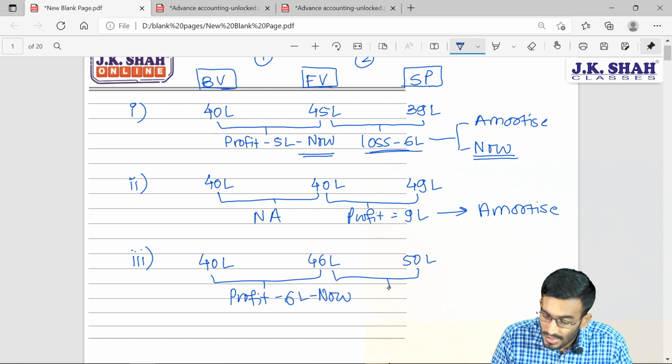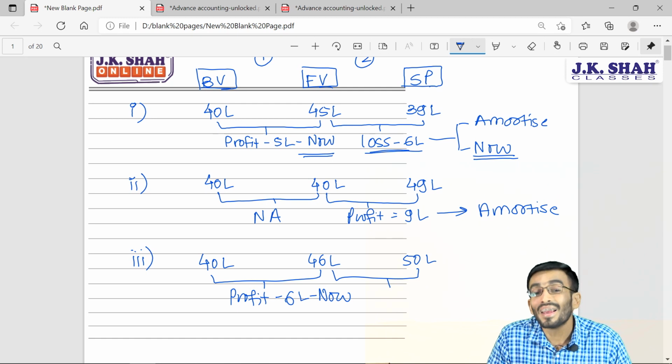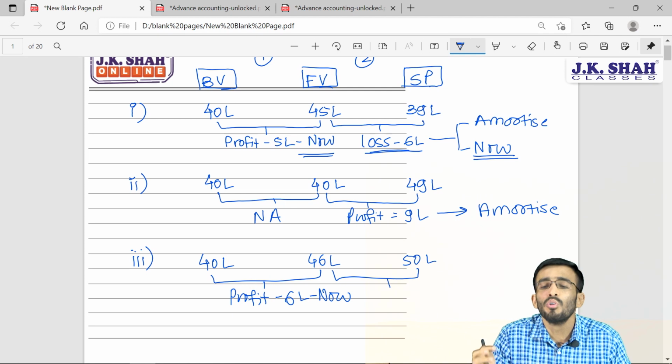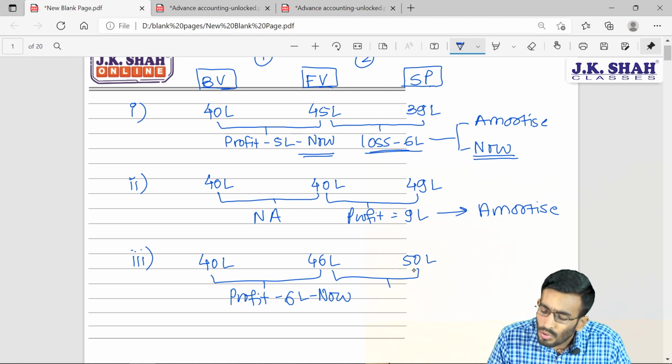Now next, sir, but how much did the lessor give to me? Or I can say I sold it to the lessor from whom I am going to take this asset again on lease back. So, sir, I sold it for 50 lakhs. So, sir, here also there is a profit. Here also there is a profit of how much, sir? 4 lakh.